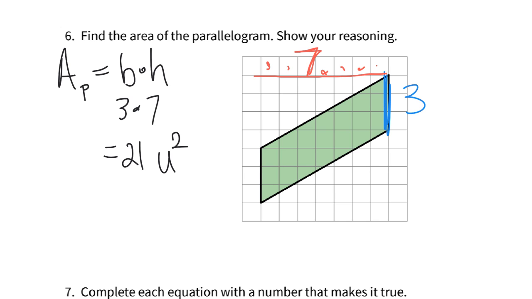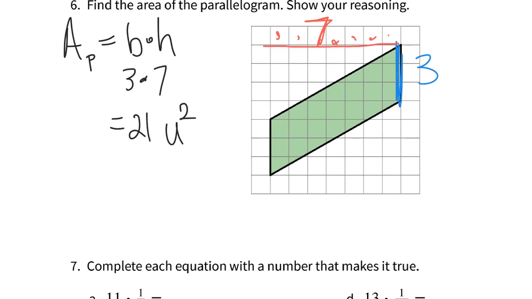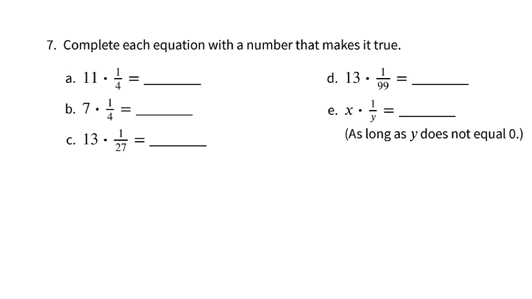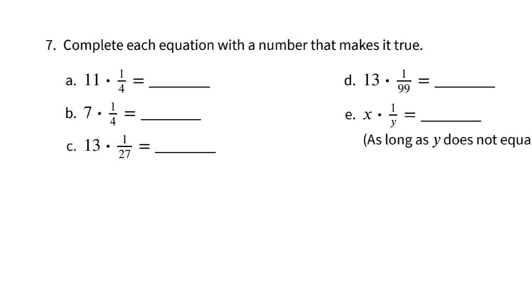All right. Remember, we could have taken, well, yeah, I'm happy there. Let's leave that. Yeah, we're going to leave that. Okay, good. And number 7, I think this is the last one. Complete each equation with a number that makes it true.